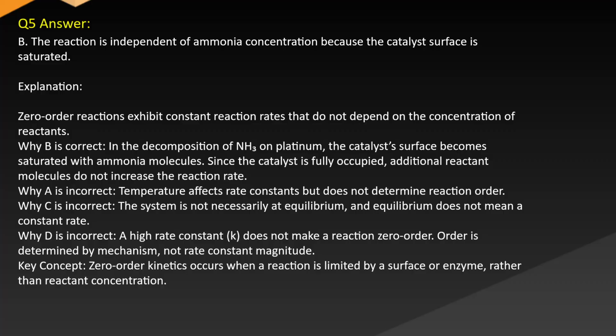Why D is incorrect. A high rate constant k does not make a reaction zero order. Order is determined by mechanism, not rate constant magnitude. Key concept: zero-order kinetics occurs when the reaction is limited by surface or enzyme rather than reactant concentration.